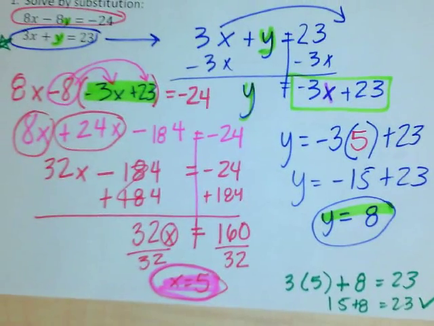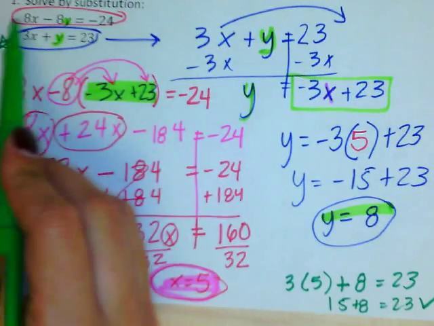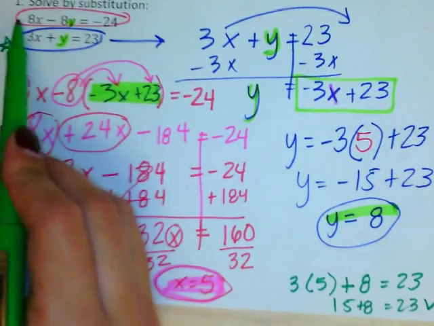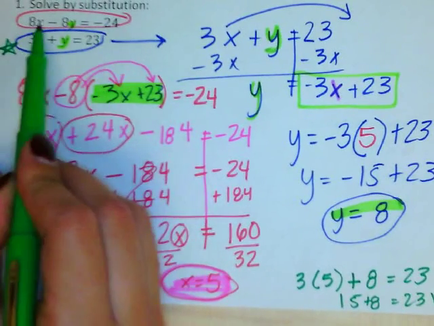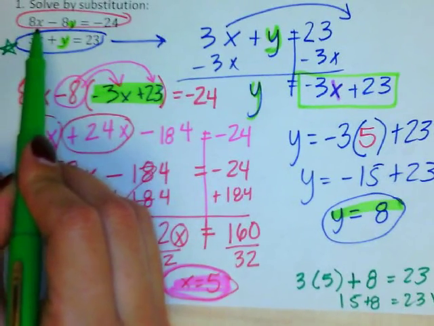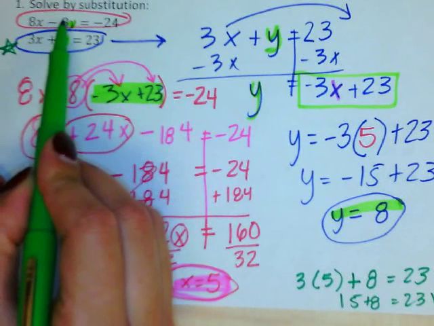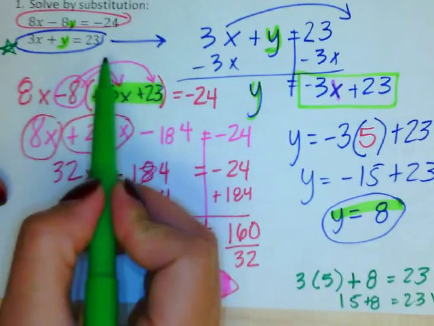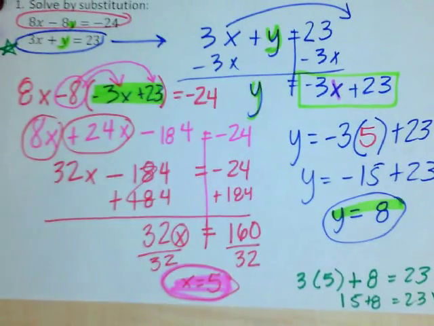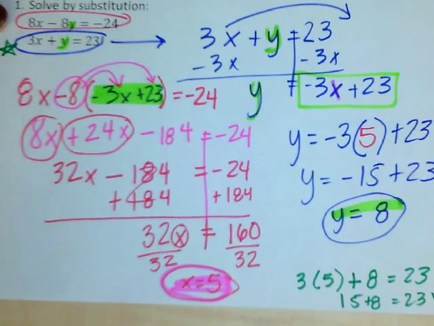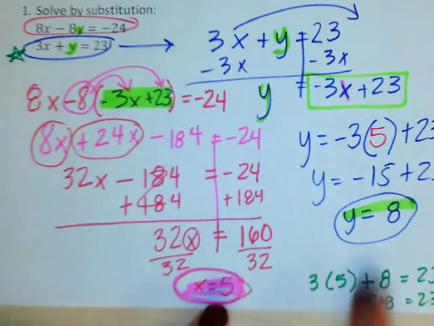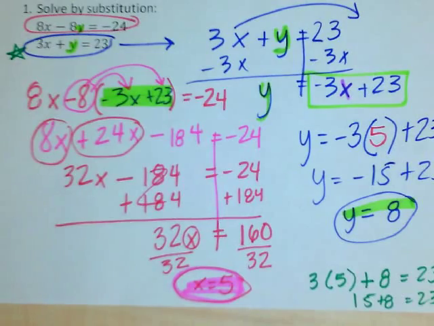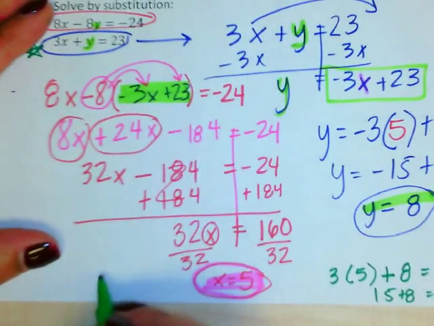Now when you have a calculator on the test, you can plug in the calculator exactly the same way you see here and put in the calculator 8 times 5 minus 8, and the calculator will tell you if it's true or false. And you do the same thing with the second one. So in other words, do a calculator check for both and make sure that your answers are correct before you enter your answer. So the answer to this system of equations would be 5, 8.